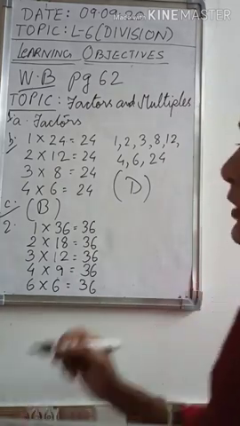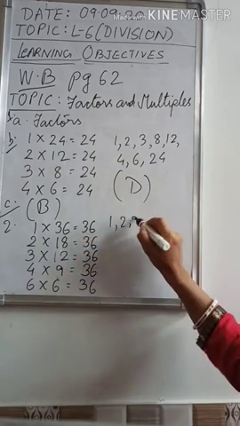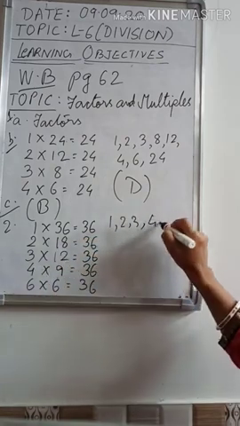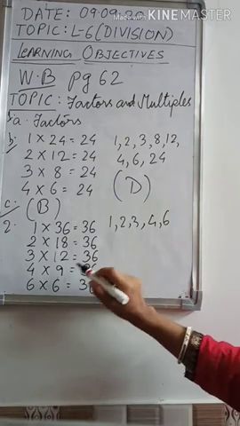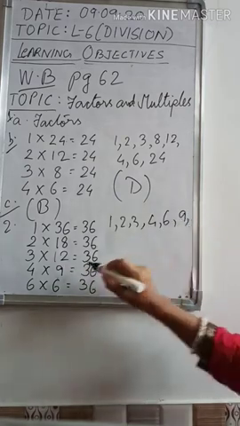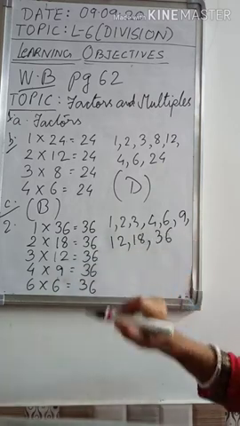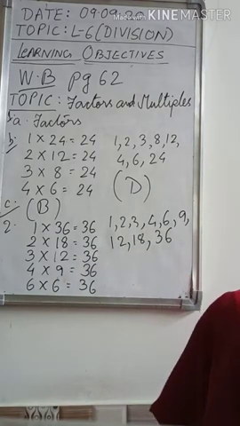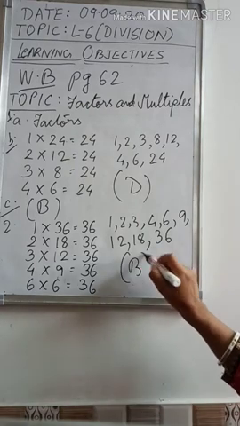Okay. So what are the factors we got? 1, 2, 3, 4, 6. 6 we are not going to repeat again. 9, 12, 18, 36. So these are all the factors of 36. So which option is matching with that, you see? Option B is matching. So your answer of number 2 will be B.